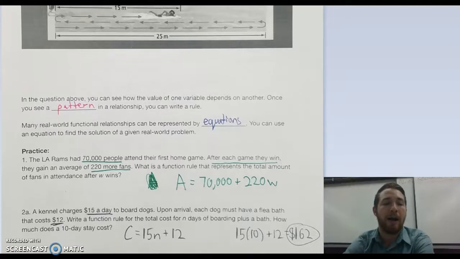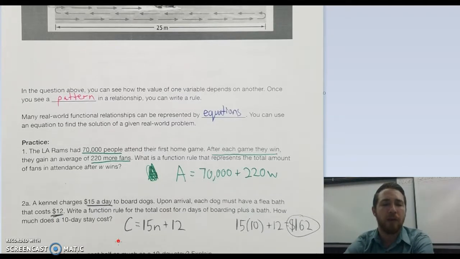If I'm writing that as a function rule, I know it's going to look like this. So the cost is going to be 15n plus 12. We get the 15n because, again, it's $15 every day, so 15 times the number of days. So n days times 15 will give you your boarding cost.